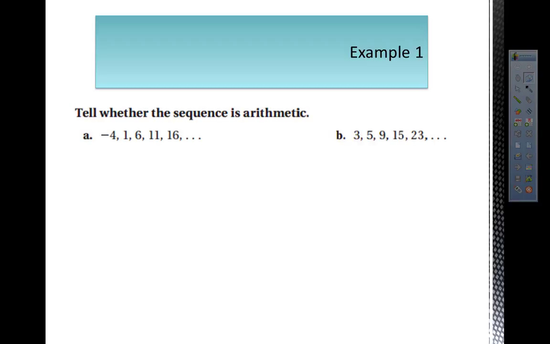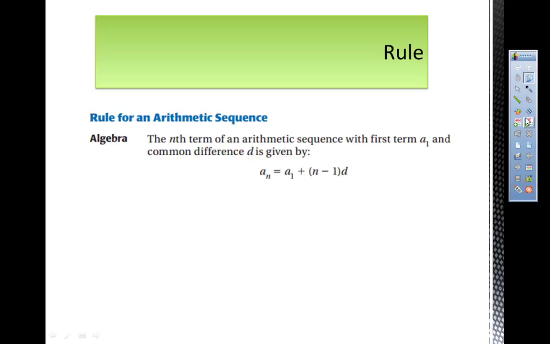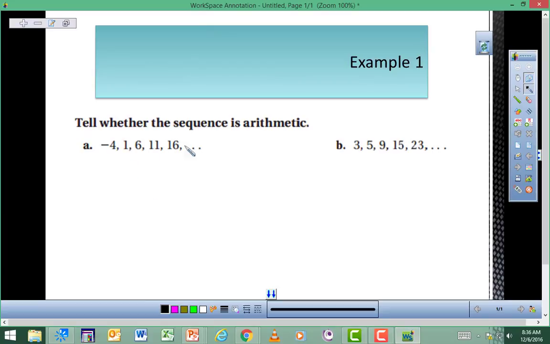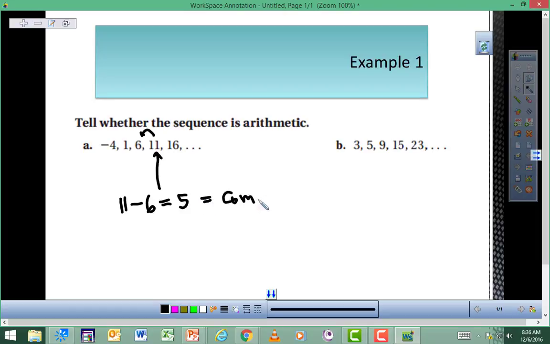What you do to find the common difference is you pick any number in the sequence, like this one right here, and then subtract the one right next to it. You subtract the previous term. So 11 minus 6 is equal to 5. That is what we'd call our common difference, if there is one. It may be that there is not a common difference.